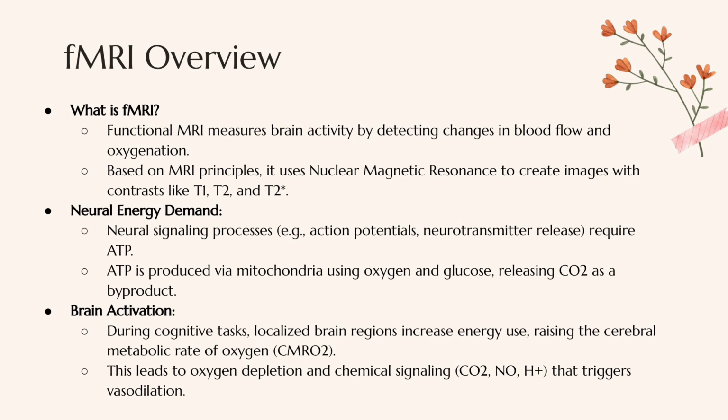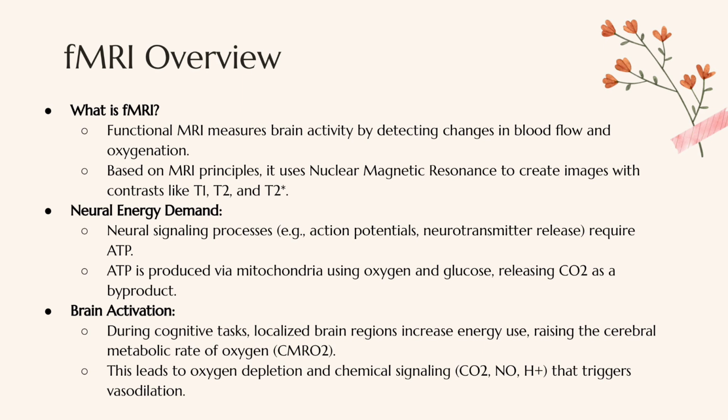Functional MRI, or fMRI, is a powerful tool for studying brain activity. It works by detecting changes in blood flow and oxygenation, which are closely linked to neural activity. The method is based on the principles of MRI, which uses nuclear magnetic resonance to create detailed images of the brain. Depending on the settings, MRI can highlight different contrasts such as T1, T2, and T2 star.